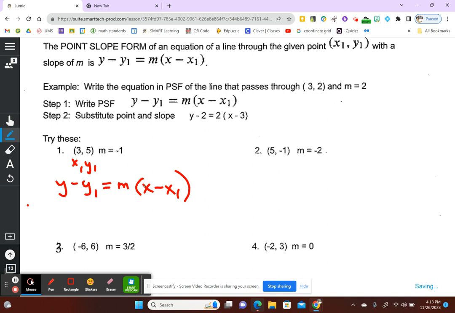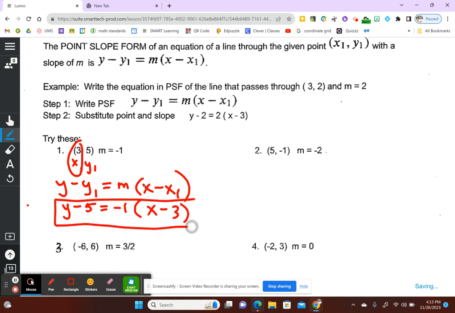And now I substitute for y sub 1, 5. The slope is negative 1. And for x sub 1, 3. And now I have an equation. So I went directly from a point and a slope into an equation. So let's try for the next one.